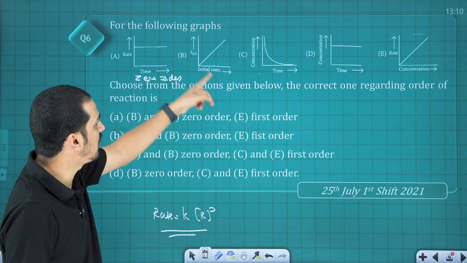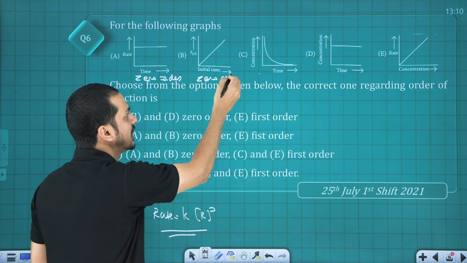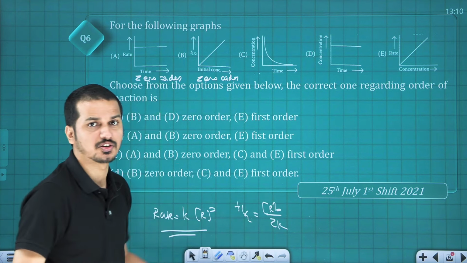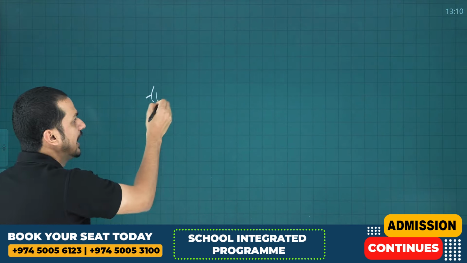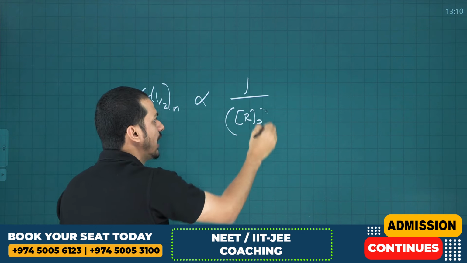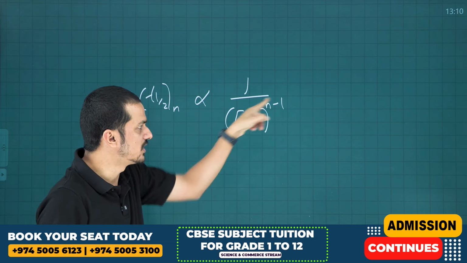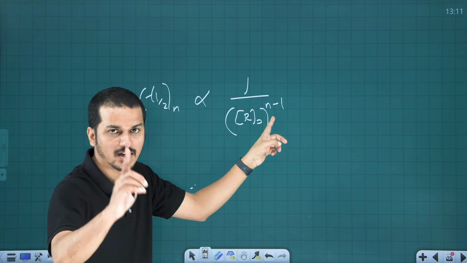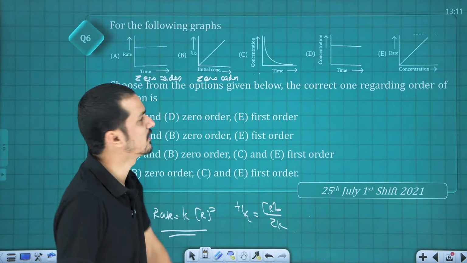Clear? And T half and initial concentration directly proportional. That also is for zero order. In the case of zero order, T half is equal to R0 by 2K. T half is proportional to R0. For nth order, T half is directly proportional to 1 by R0 raised to n minus 1. If n equals 0, then 0 minus 1 is minus 1, that goes to the top, so T half is proportional to R0. If it is first order, n equals 1, so independent. If 2, inversely proportional. So this is also zero order.